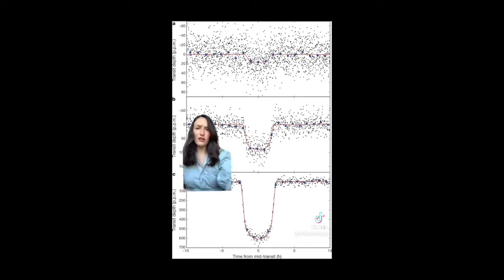The depth of these drops tells you about how big the planet is, because the bigger the planet is, the more light it's going to block, and so the larger the decrease in light from the star is going to be. The longer the time it takes for this light curve to happen tells you about the orbital radius of the planet. Planets that are further away from their star are going to move at slower velocities, so they're going to spend more time crossing in front of the star.